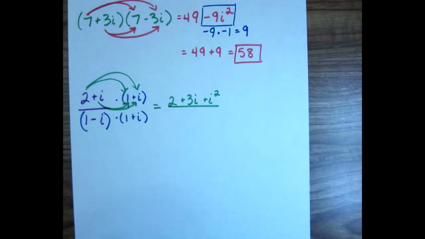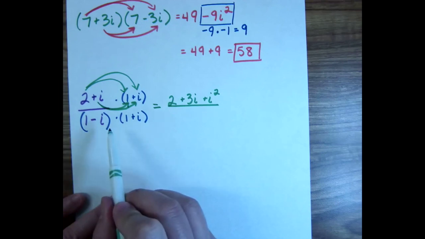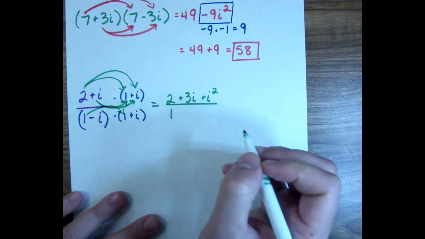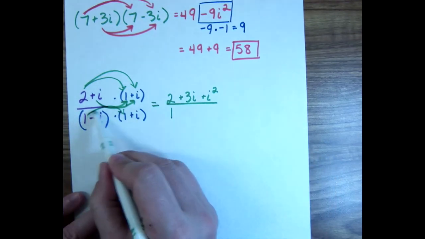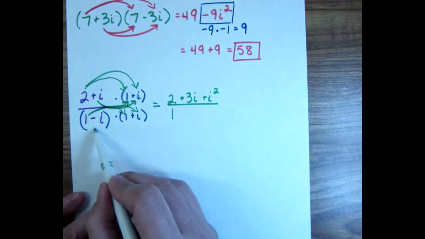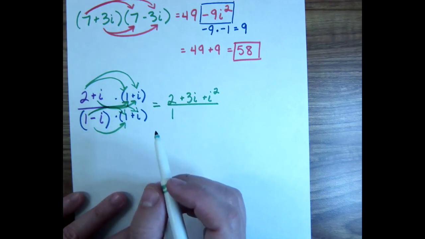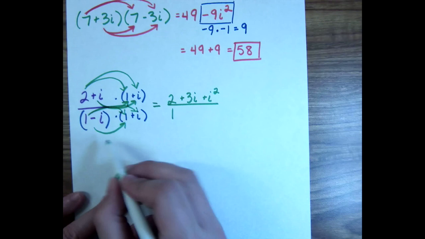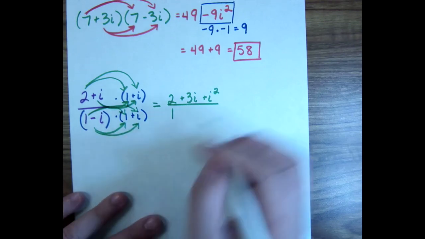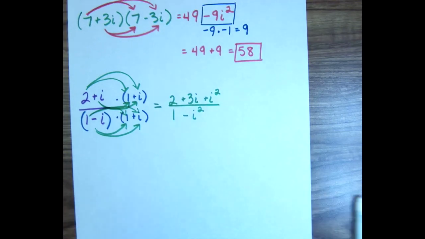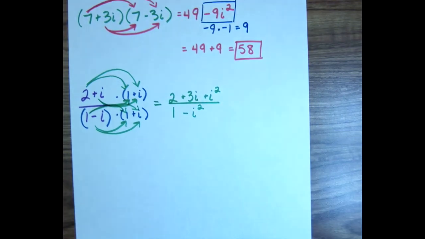Let's go ahead and take care of the bottom. Now the bottom, since they're conjugates, means I can ignore the middle stuff. 1 times 1, 1. And then this is the part I can ignore. 1 times i and 1 times negative i, those cancel, so I can ignore those. Positive i and negative i. And then I got negative i times i, negative i squared. And I'll stop right there for a minute, let you catch up.